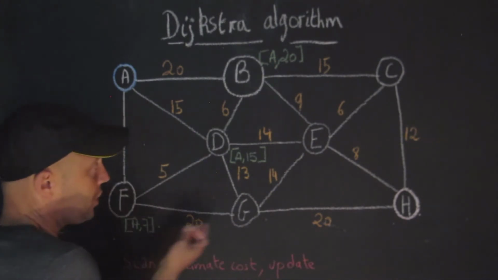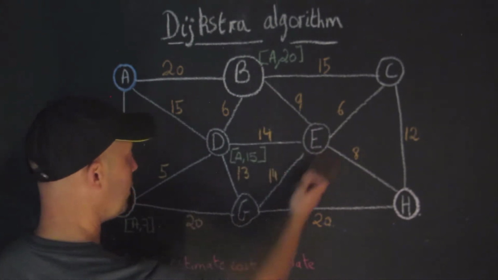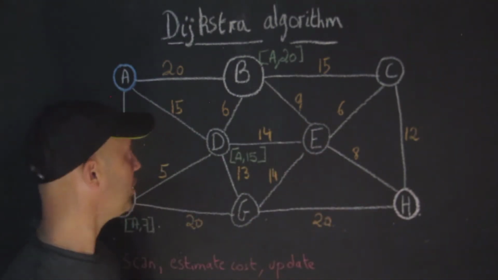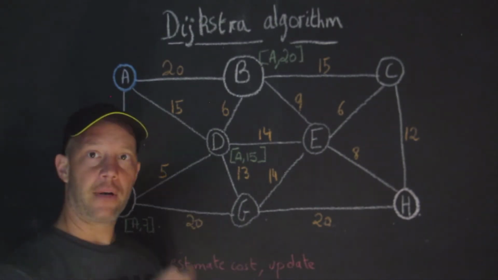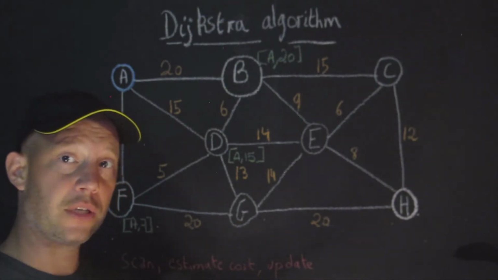Now for the others, we don't have anything. We can't get to C, we can't get to E, we can't get to J, we can't get to H quite yet. So we don't know what the cost is going to be. That's the first step. We have done our first step, now let's go into our second step.